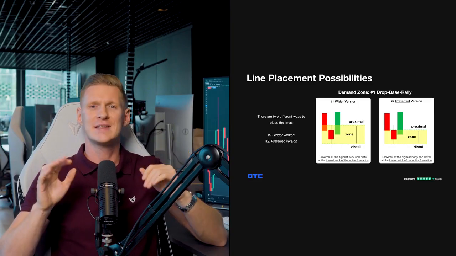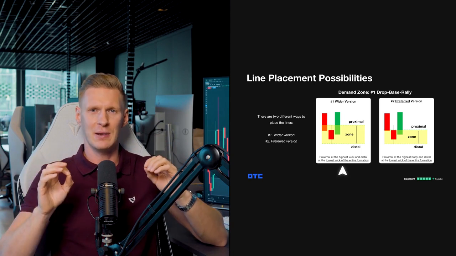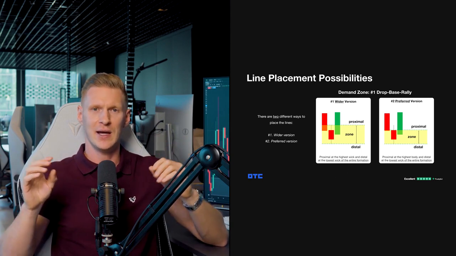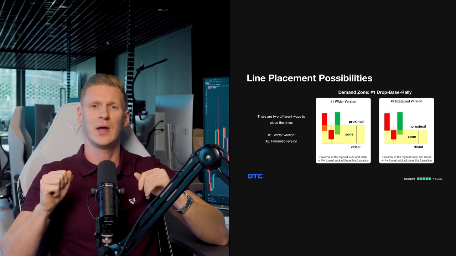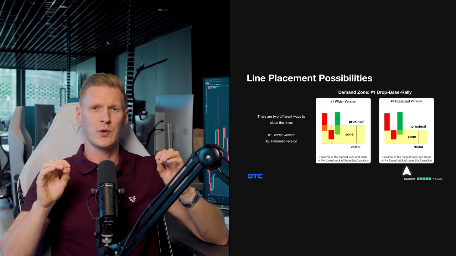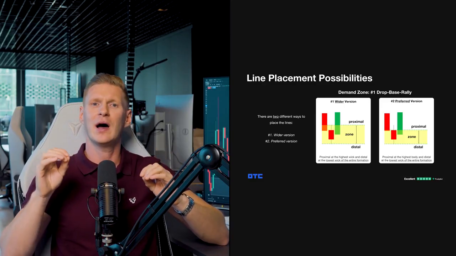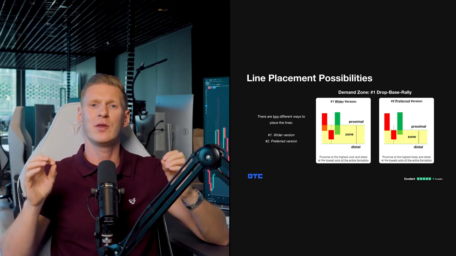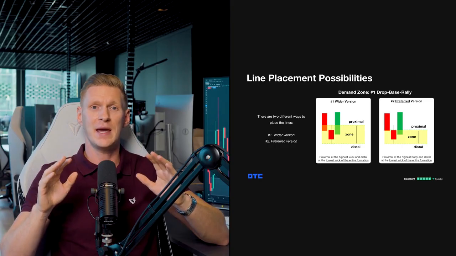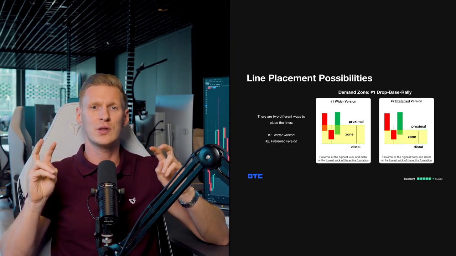The first method, sometimes called the wider version, places the proximal line at the highest wick and the distal line at the lowest wick of the entire formation. The second method, which we prefer for its precision, puts the proximal line at the highest body while still keeping the distal line at the lowest wick, even if the base includes multiple candles. We call it the preferred version.